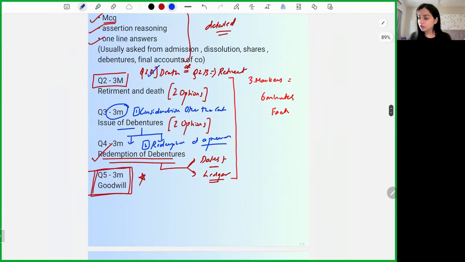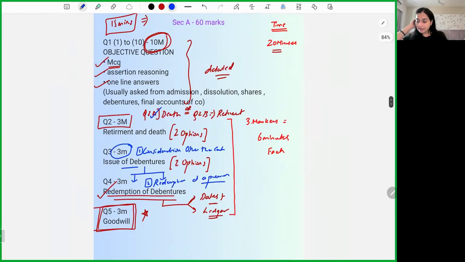And then finally, in this part, I would aim at doing goodwill. Again, goodwill is very easy. I'm expecting this year that we will have a proper question. Quite unlikely, meaning it has not happened in the past few years. But this year, I think goodwill would have a 3 marker full question in itself.